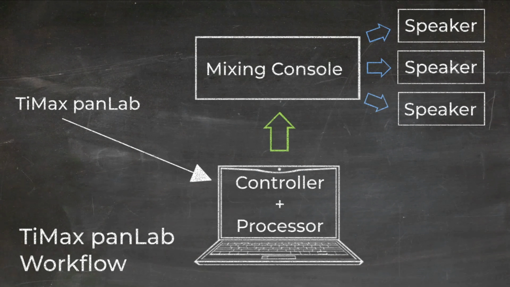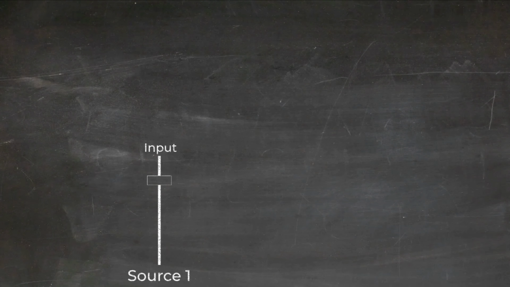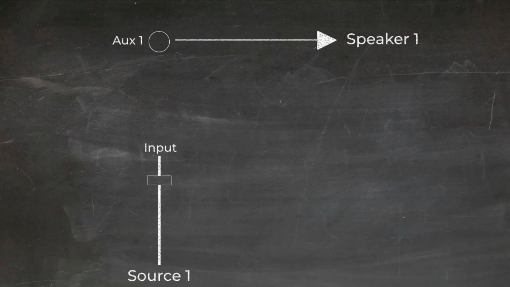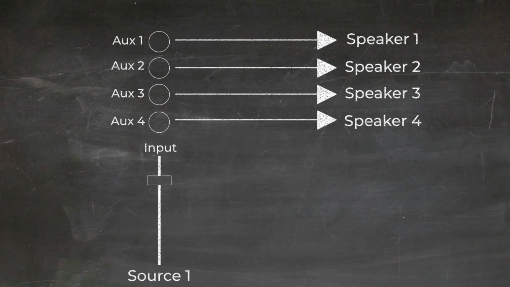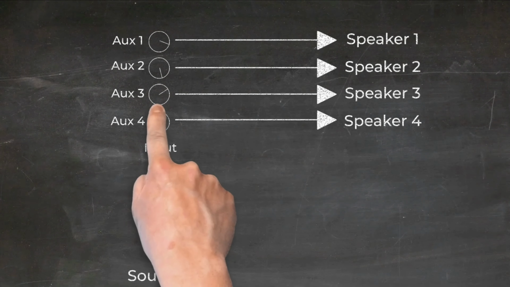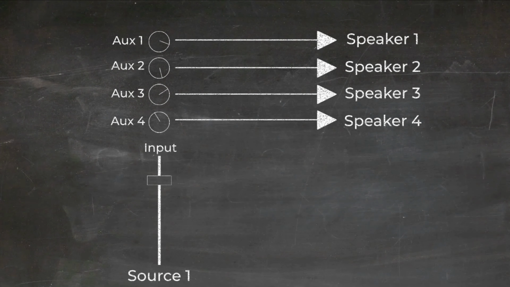Let's take the example of a typical mixing console integration. Here, we've got a console input channel we'll call Source 1. This channel has 4 auxiliary sends, which are going out to loudspeakers 1 through 4. TiMax panLab works by using our bespoke amplitude-based panning algorithm to adjust channel to auxiliary send levels.